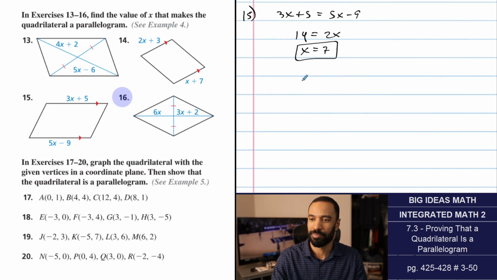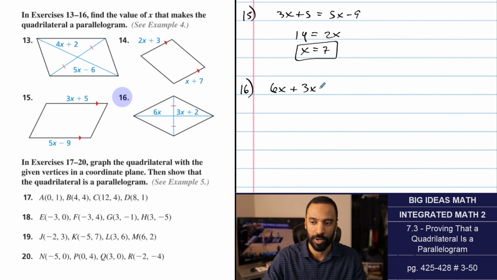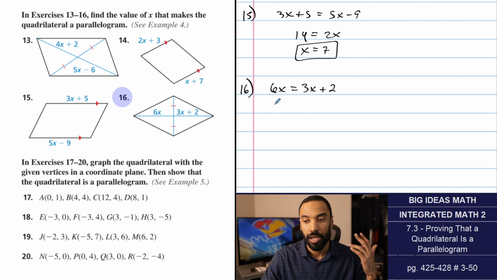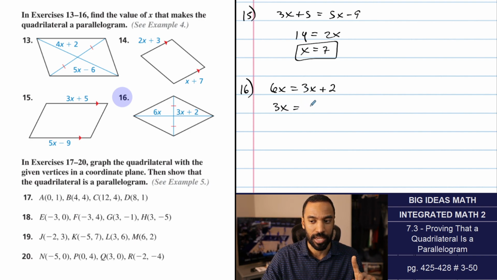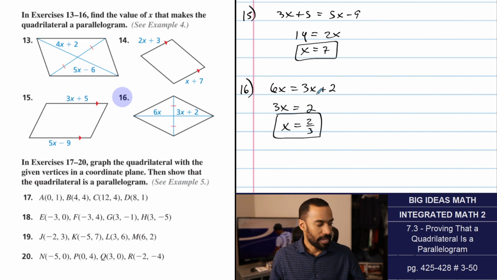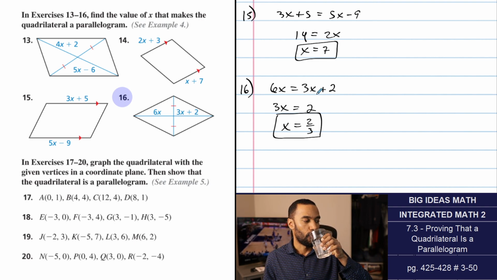Number 16, same bit as before with diagonals, parallelogram diagonals converse. 6x and 3x plus 2 are going to have to be the same thing for this to work out. Equals. They're going to have to be the same thing for this to work out, because if they aren't, then the diagonals don't bisect each other, and therefore it's not a parallelogram. Let's keep this stuff in mind as I just say, oh, here's a fraction. We know that if the quadrilateral's diagonals bisect each other, it's a parallelogram.